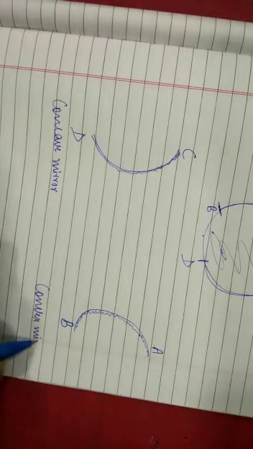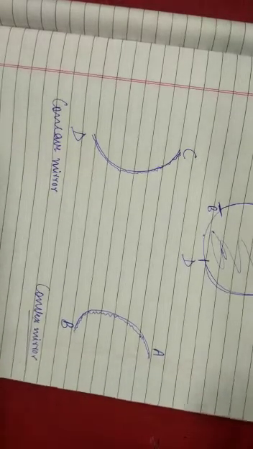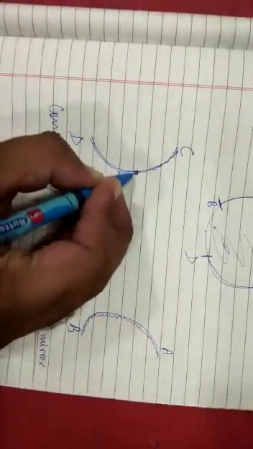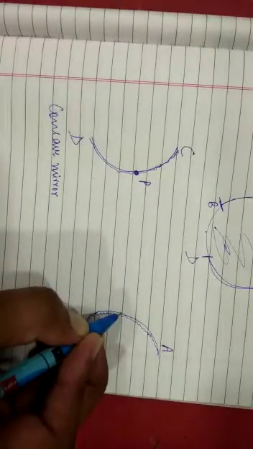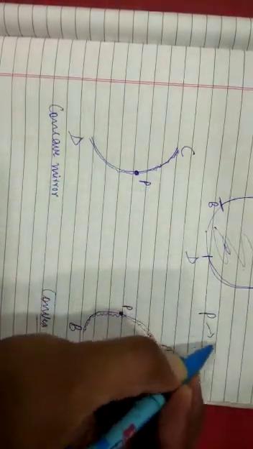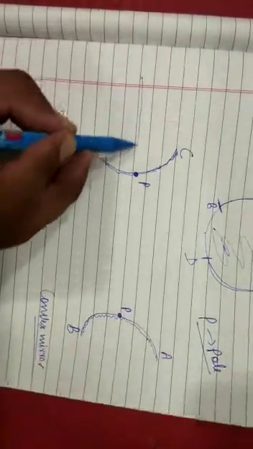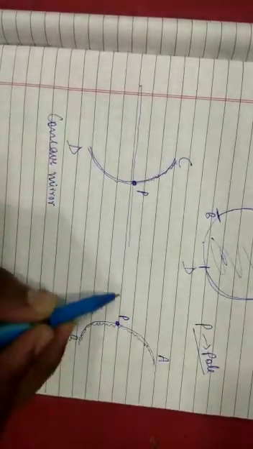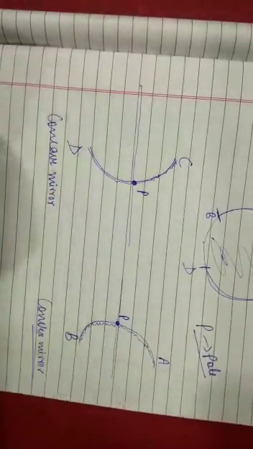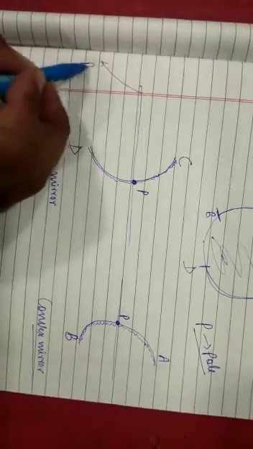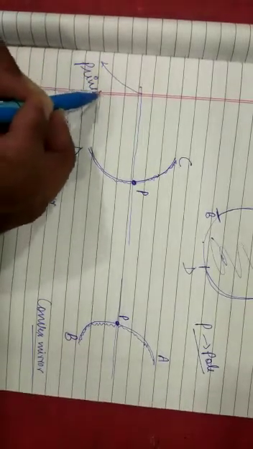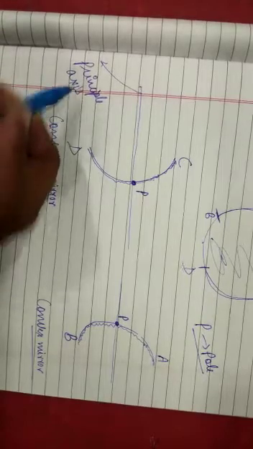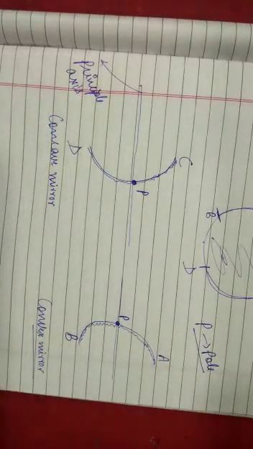So try to pay attention carefully. That is known as a convex mirror. Now the center of each mirror is called the pole. So this is called the pole, where P stands for pole. There is one line which passes through these poles. That line is known as the principal axis. So this is also the principal axis.